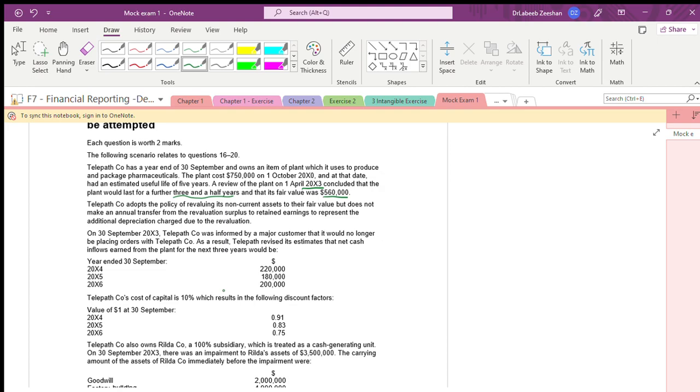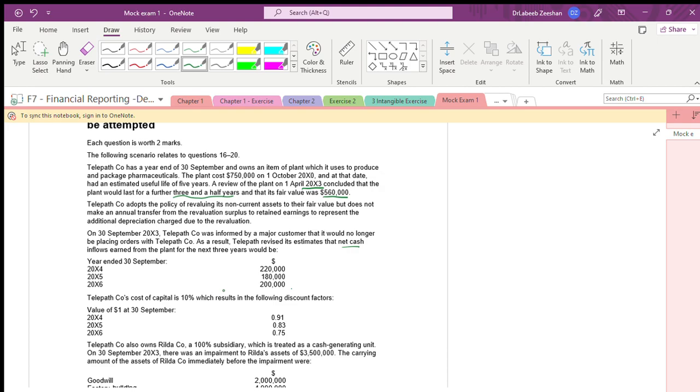On 30th September, it was informed that a major customer is no longer placing orders with Telepath. As a result, Telepath has revised the estimates of net cash flows from the plant for the next 3 years: 220, 180, 200.